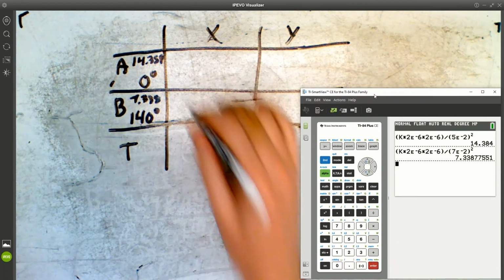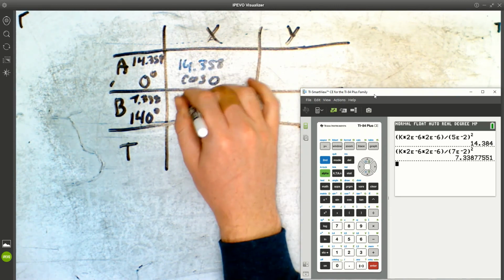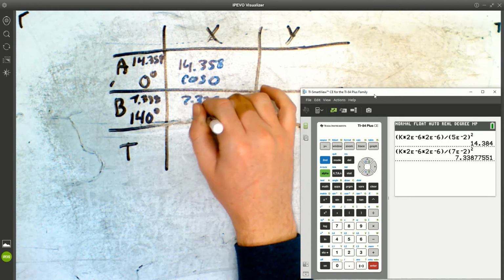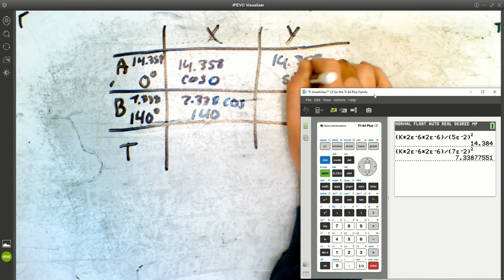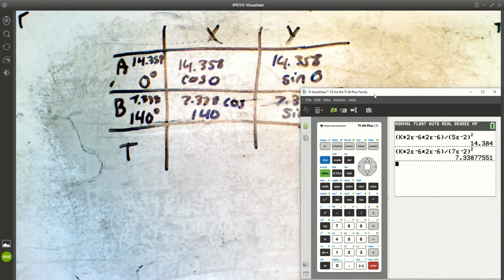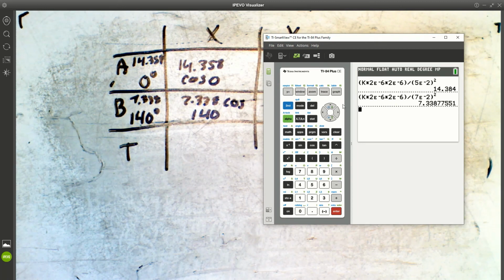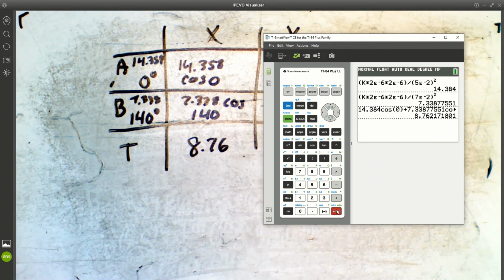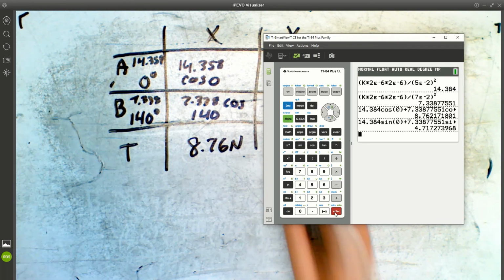Okay, so to do this in our RCS chart, it's 14.358 cos of 0, 7.338 cos of 140, and y is sine. Okay, so I'll plug that into my calculator. I'll just take the full answer. So I'll do this, cos of 0, and then I'll do this, cos of 140. So my total x is 8.76 newtons. And then I'll go second enter, switch all my coses to sines. And then this is 4.71.